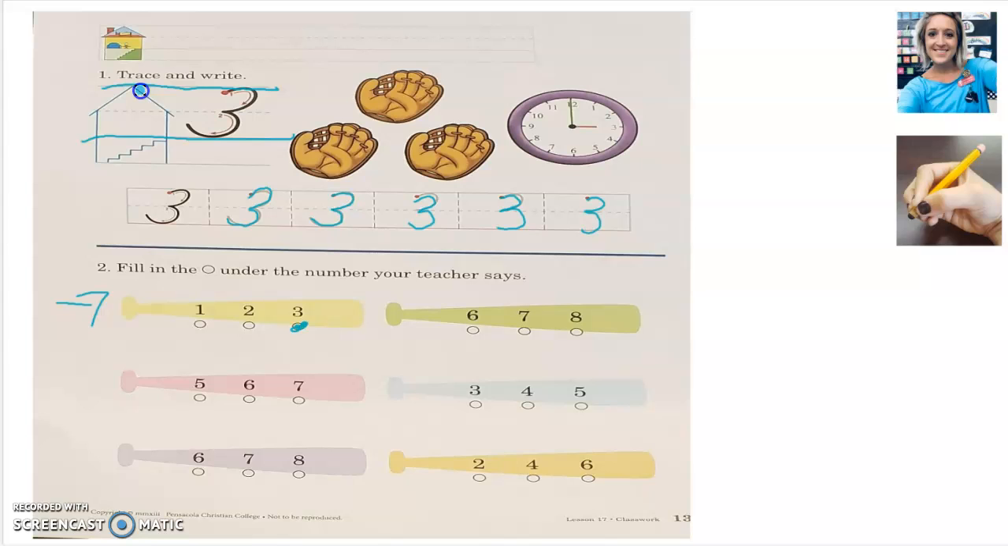All right, next, fill in the number 8. 8. Good. All right, let's go down to this bat. Fill in the number 5. 5. Very good. All right, fill in the number 4. 4.